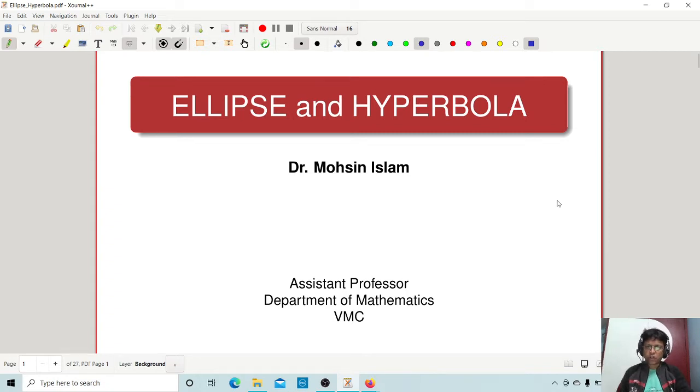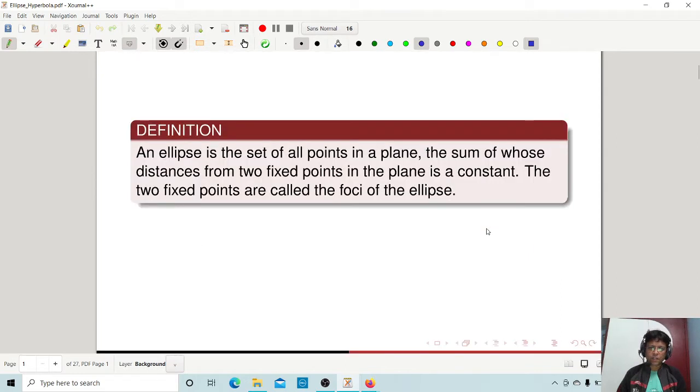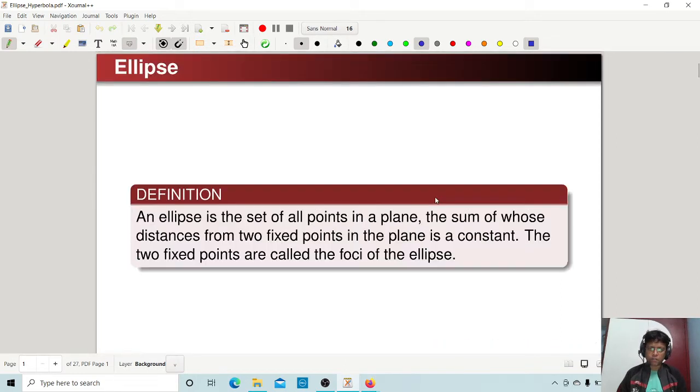So first look into the definition of the ellipse. An ellipse is the set of all points in a plane, the sum of whose distances from two fixed points in the plane is a constant. The two fixed points are called the foci of the ellipse.